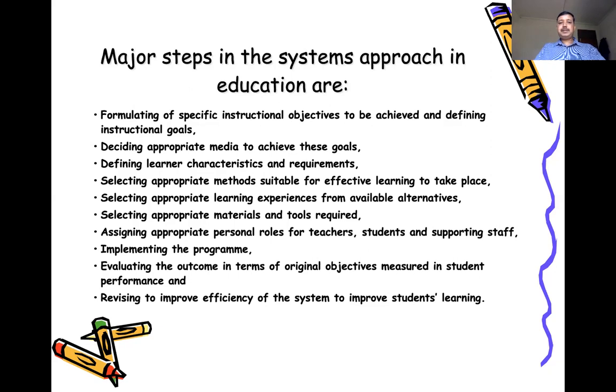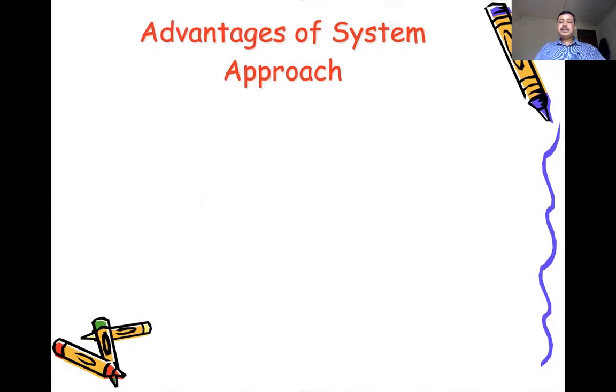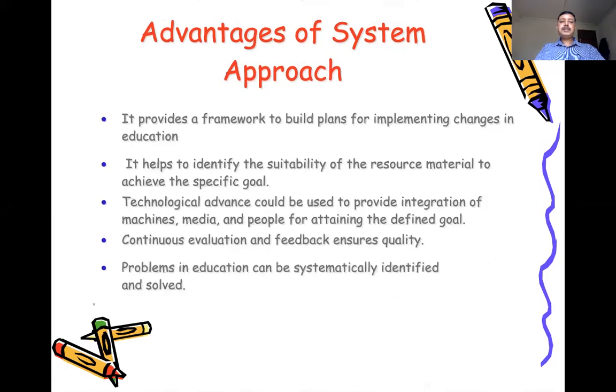The major steps in the systems approach in education are: advantages of systems approach. These are the five advantages. It provides a framework to build plans for implementing changes in education. It helps to identify the suitability of the resource material to achieve the specific goals.